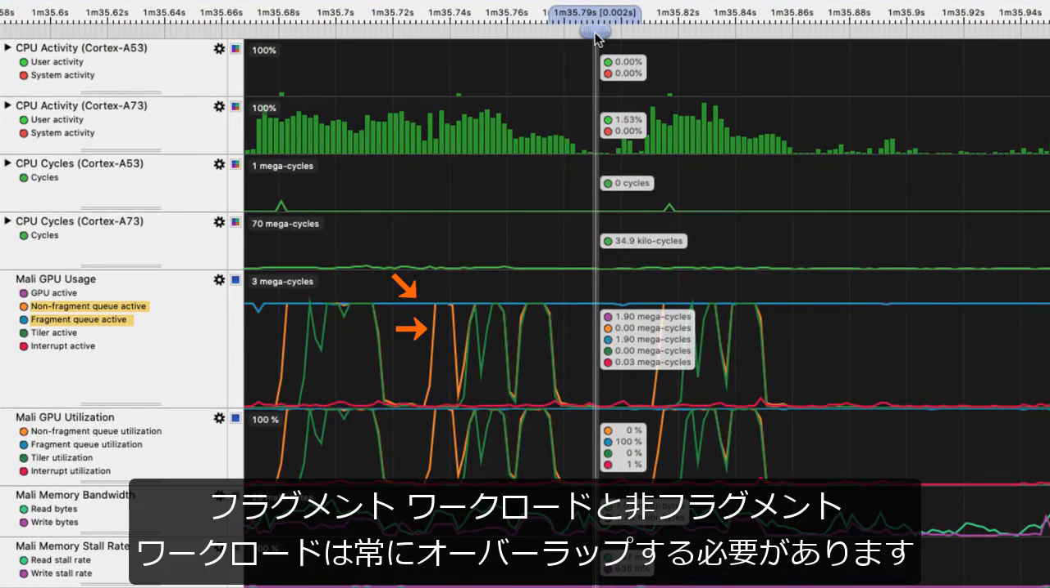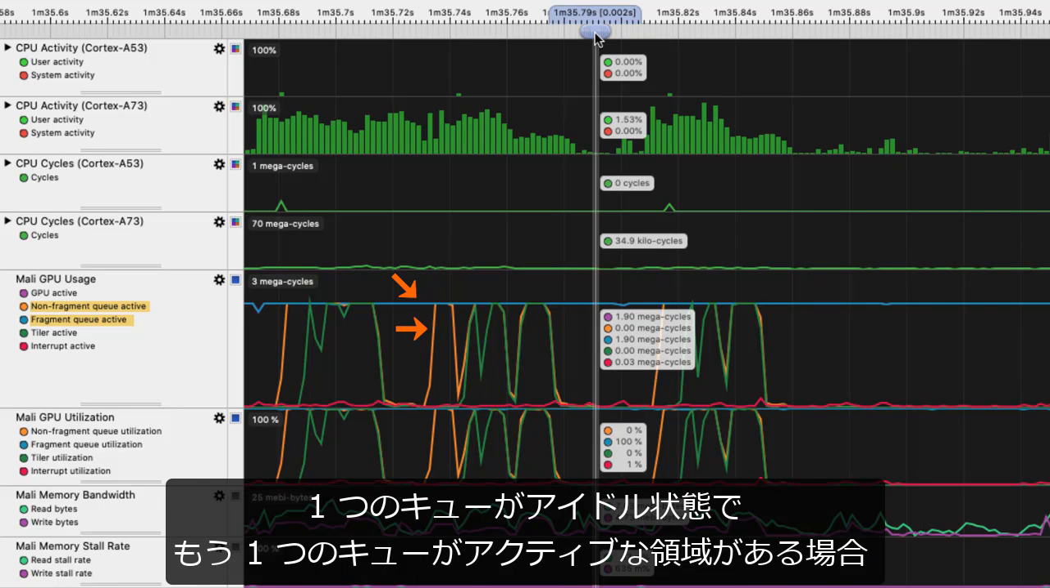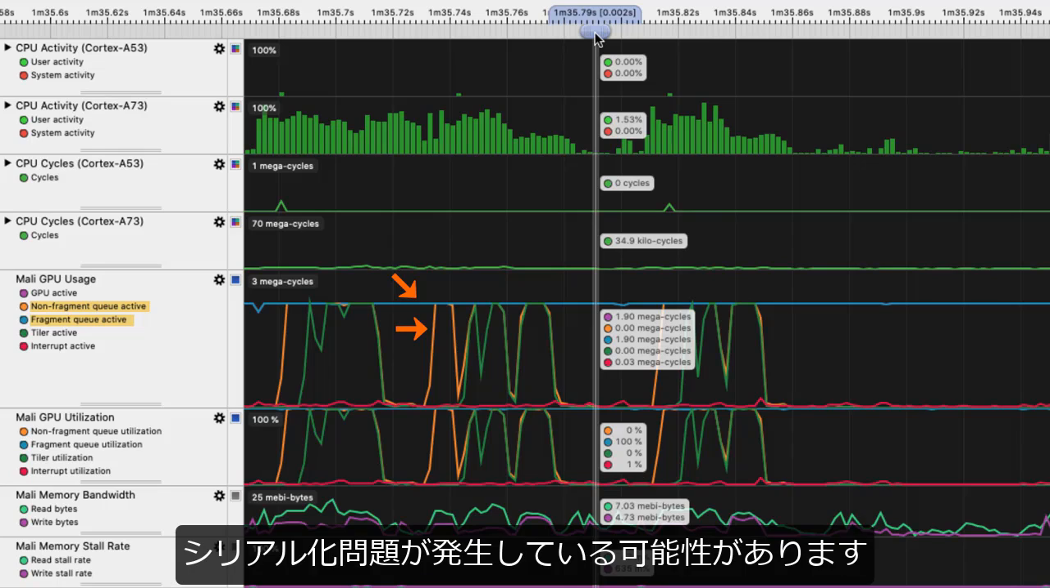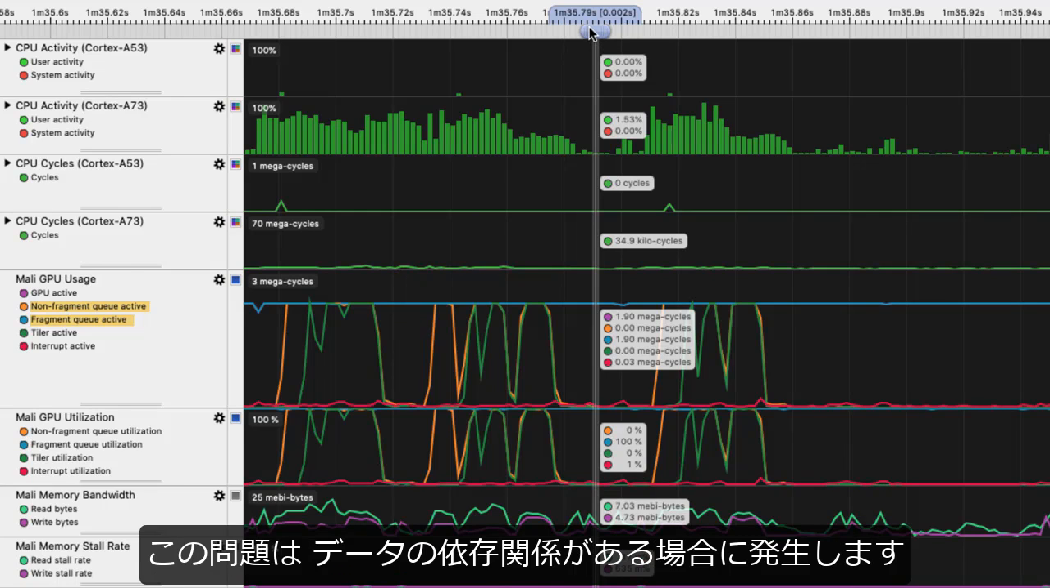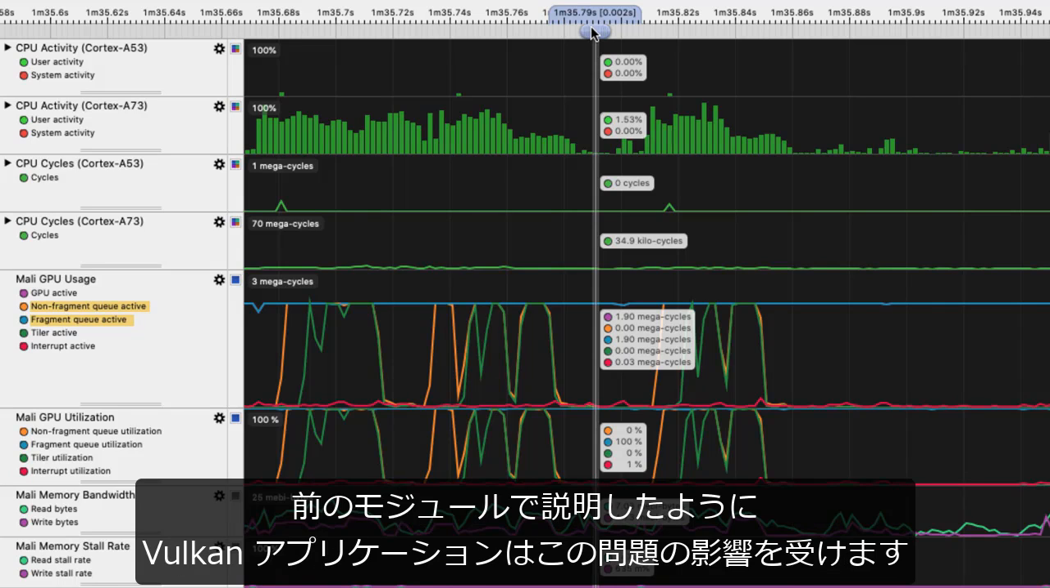Fragment and non-fragment workloads should always overlap. If you see areas where one queue goes idle while the other is active, you could have a serialization problem. This can happen where there are data dependencies. Vulkan applications can suffer from this, as described in the previous module.